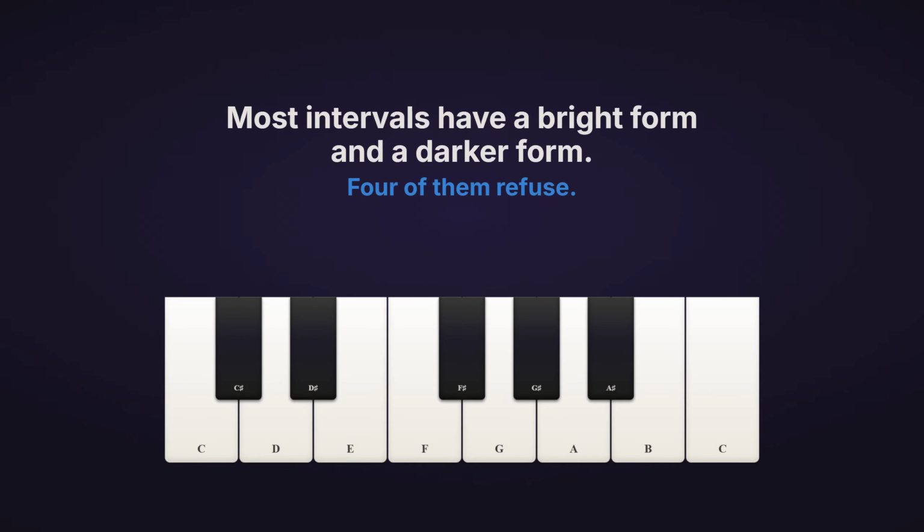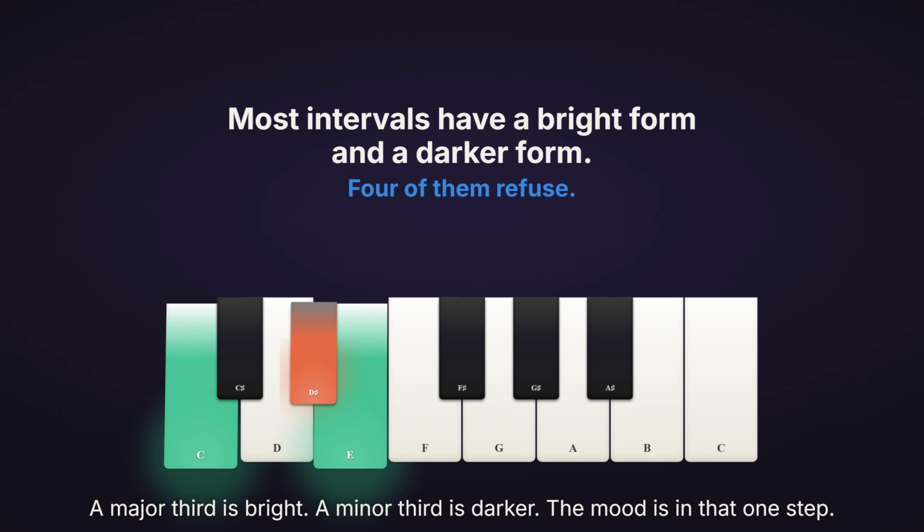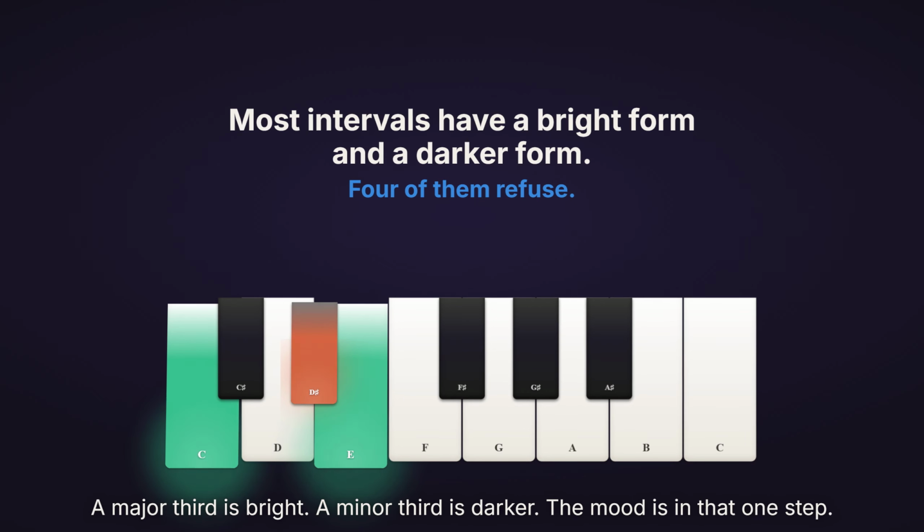Most intervals come in two flavors. There is a bright, happy version and a darker, sadder version, sitting right next to each other. A major third and a minor third. A major sixth and a minor sixth. A major seventh and a minor seventh.